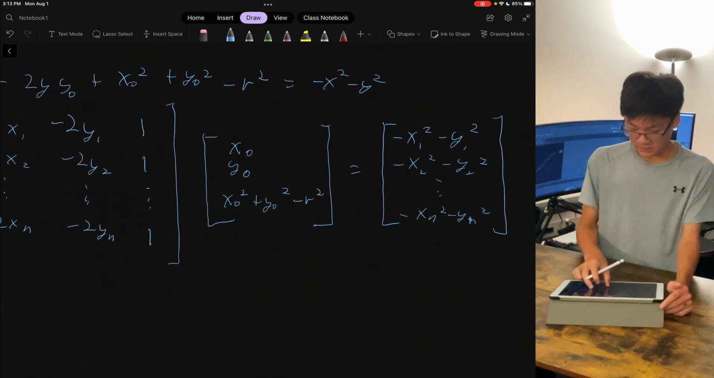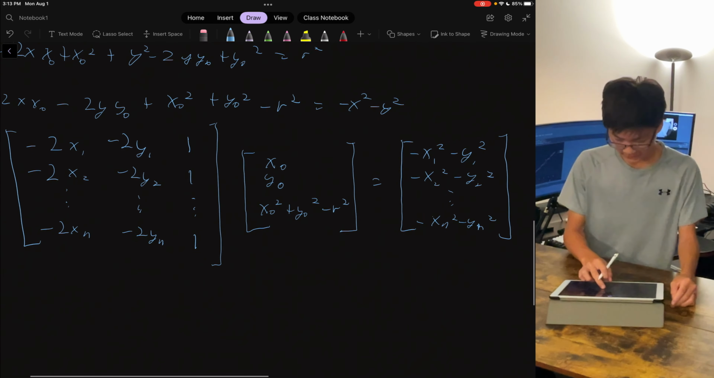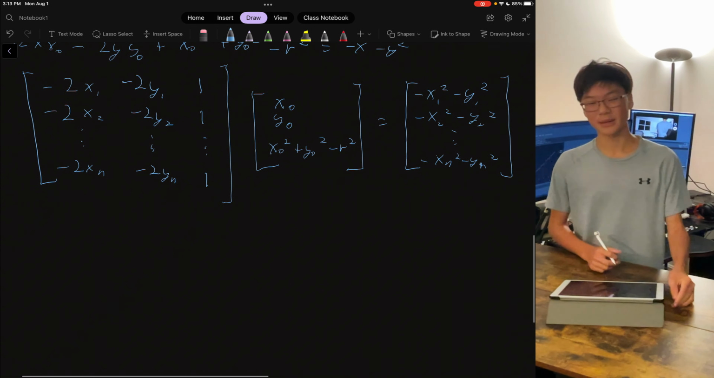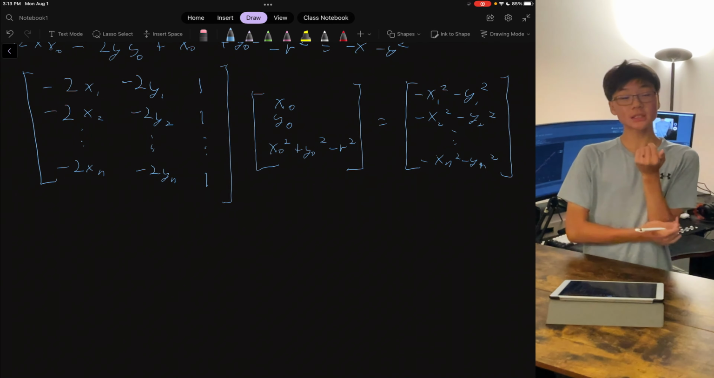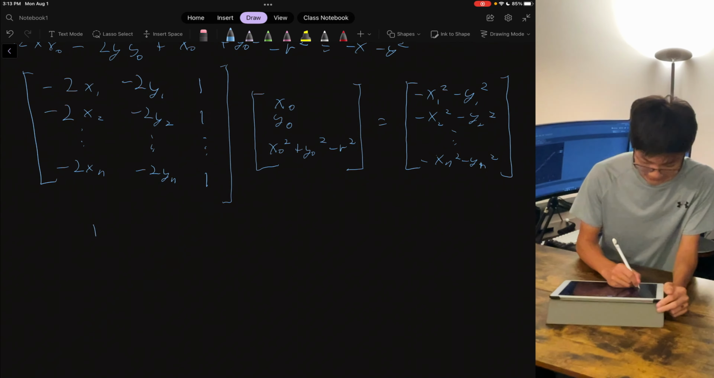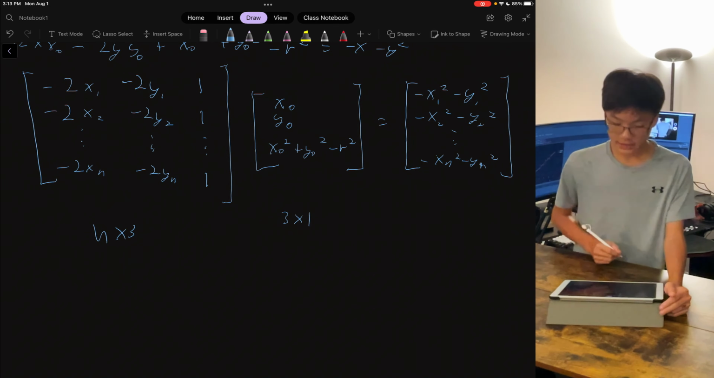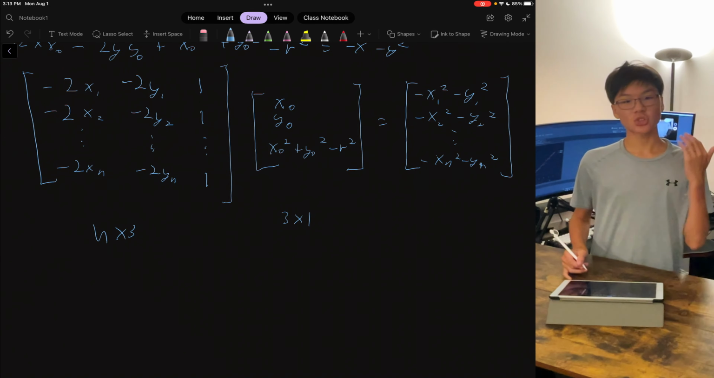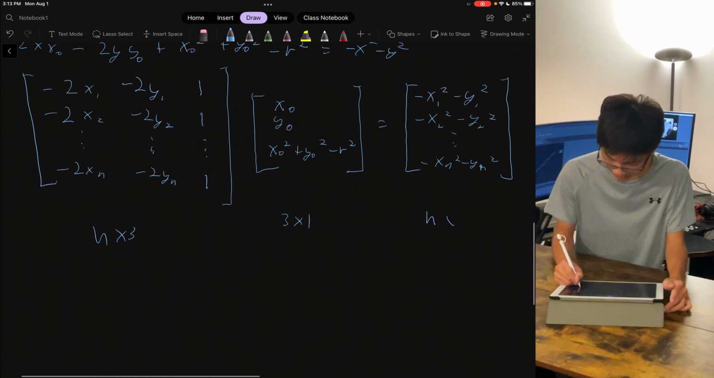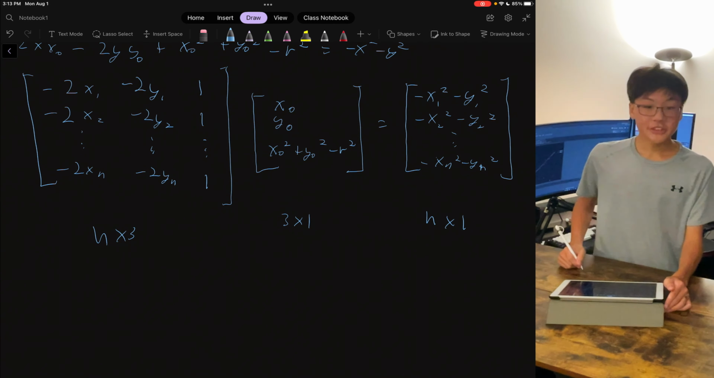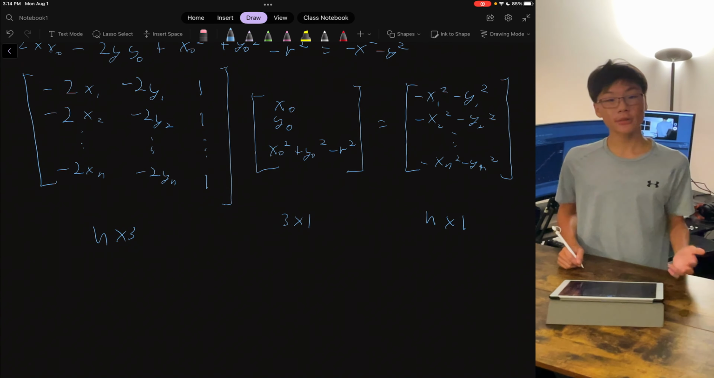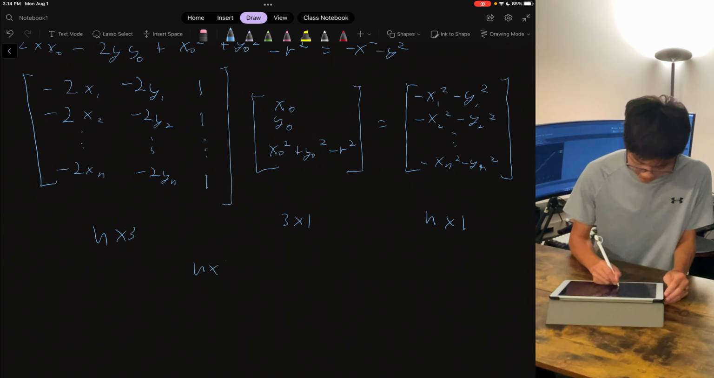There we go. Sorry, I had to zoom out for a second, but there we go. So the size of the first matrix is going to be n by 3. The size of the second matrix is going to be 3 by 1, and the size of the matrix on the right-hand side is just going to be n by 1. Now you notice that after matrix multiplication on the left-hand side, we're going to have a matrix of size n by 1.